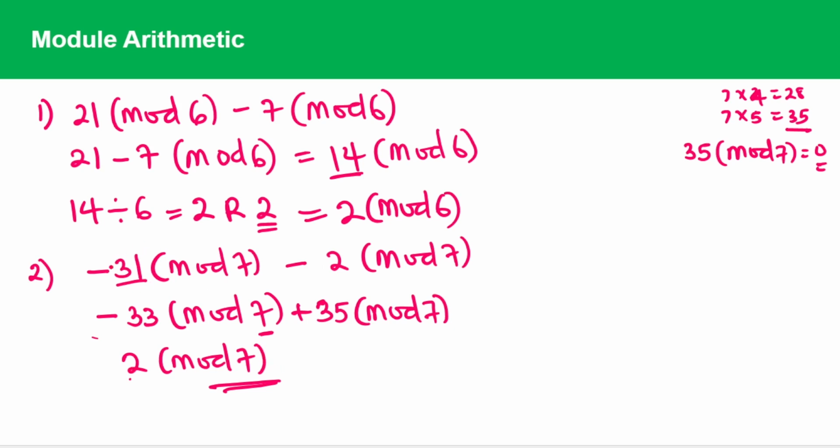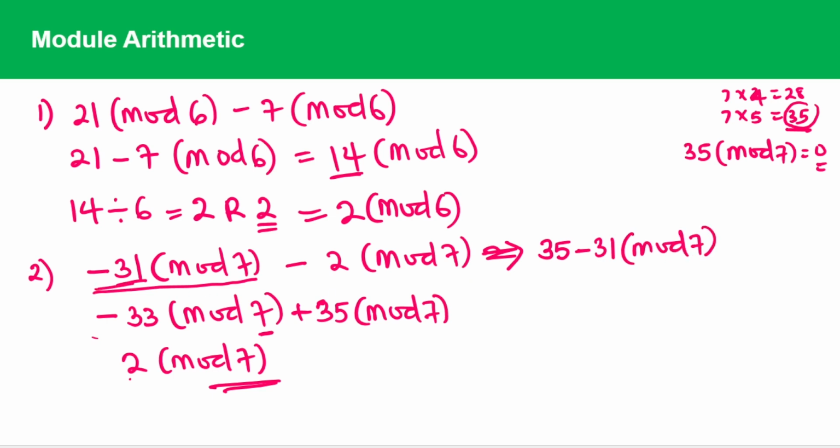Another way to do this is to turn this into a positive number. So I can begin from here, the first expression, and turn it into a positive number. So minus 31 mod 7. The closest multiple of 7 that is greater than 31 again is 35. So we can use 35 mod 7 to convert this into a positive number. And to do that, all we need to do is just add 35 minus 31 mod 7.